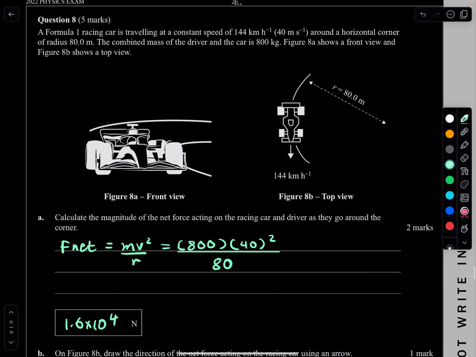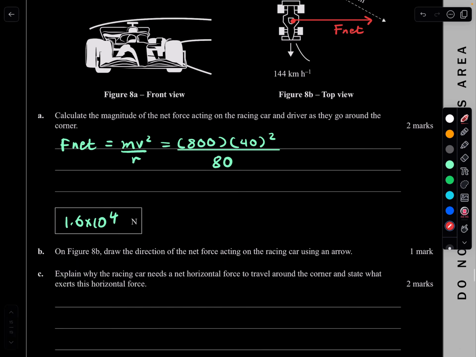B. On figure 8b, draw the direction of the net force acting on the racing car using arrows. Beautiful. We know it's going through circular motion, and we know that the net force is always acting towards the center of the circle. That's your F net. Done.